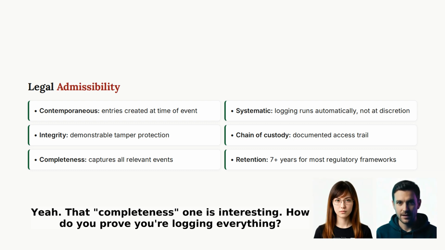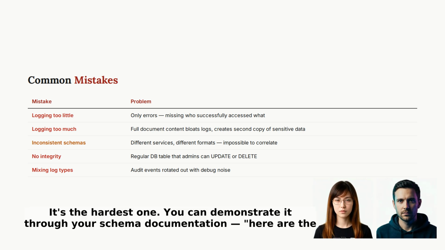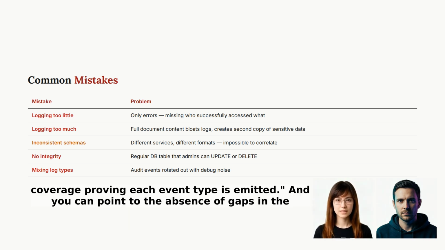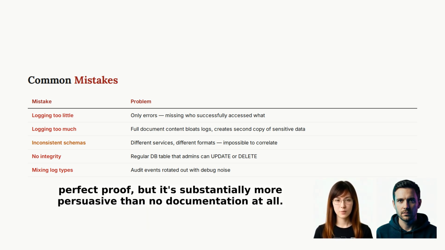Yeah, that completeness one is interesting. How do you prove you're logging everything? It's the hardest one. You can demonstrate it through your schema documentation. Here are the event types we capture. Here is the code that generates each event type. Here is our test coverage proving each event type is emitted. And you can point to the absence of gaps in the log, sequential identifiers, consistent timestamps with no unexplained jumps. It's not perfect proof, but it's substantially more persuasive than no documentation at all.